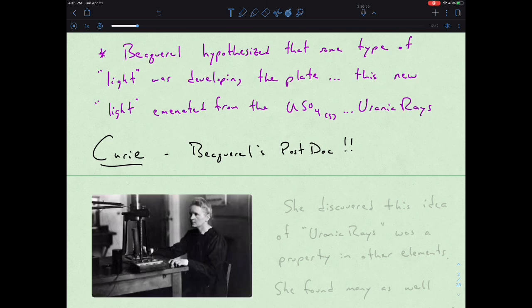And so here we have Madame Curie. And basically what she did is that she discovered that this idea of uranic rays was basically a property found in other elements.